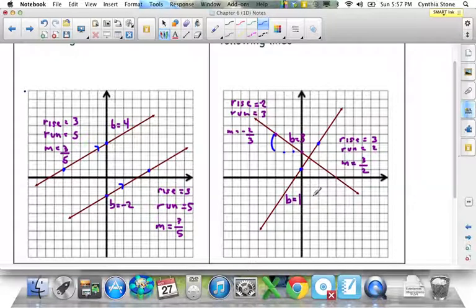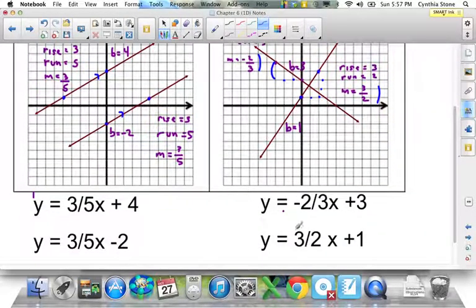So my y-intercept is 1, and my rise is 1, 2, 3 to get to here, right? 1, 2, 3, and my run is 1, 2. 3 over 2. So just noticing the connection between this and this, okay? So my slope, my equation for one line is -2 over 3x plus 3, and my equation for the other one is 3 over 2x plus 1.